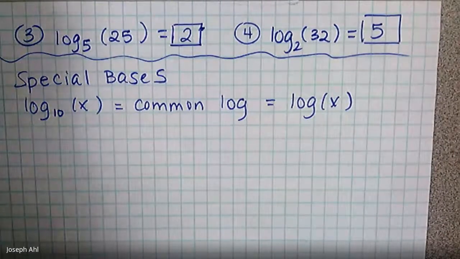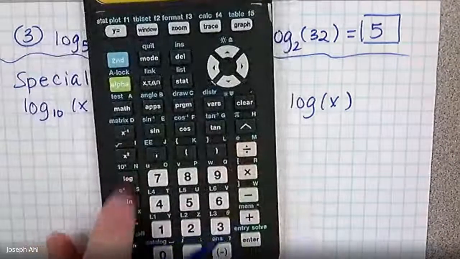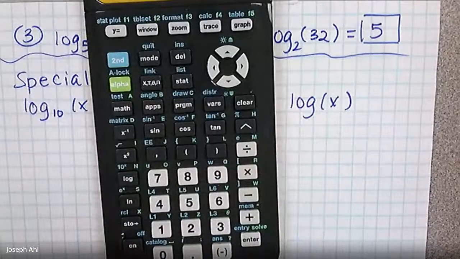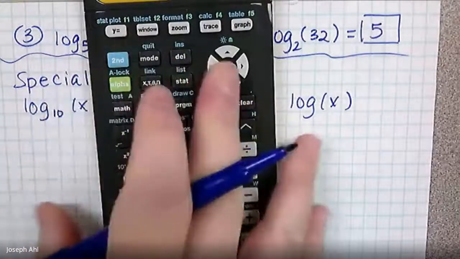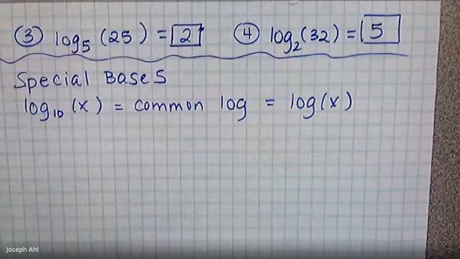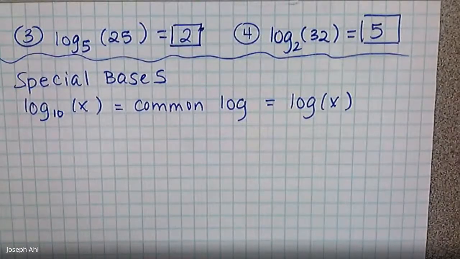In fact, you know where the log button is on your calculator, right? Here it is, right next to the 7. If you type in log of a number on the calculator, it's working in base 10 automatically. And I'll prove that to you in a moment when we do some evaluating with our common logs here.